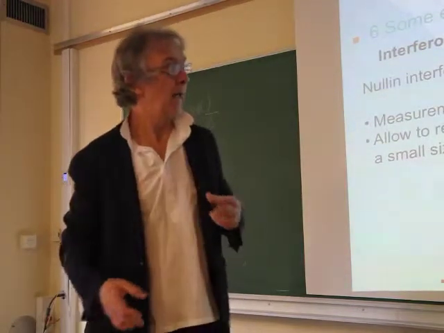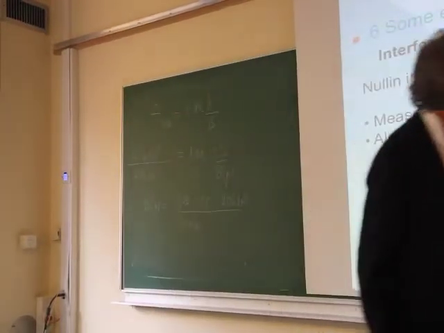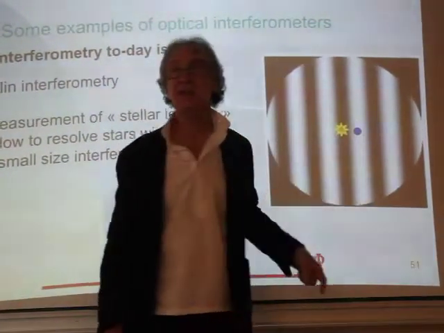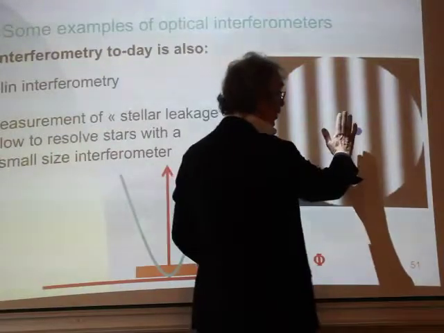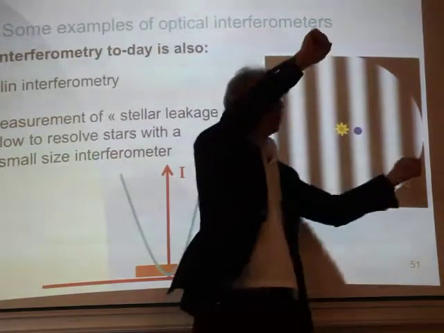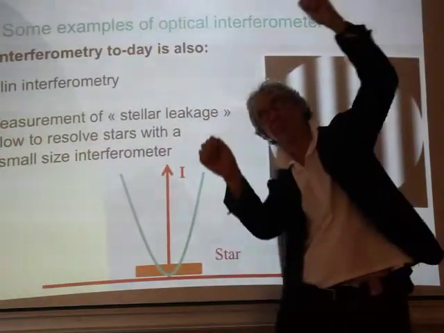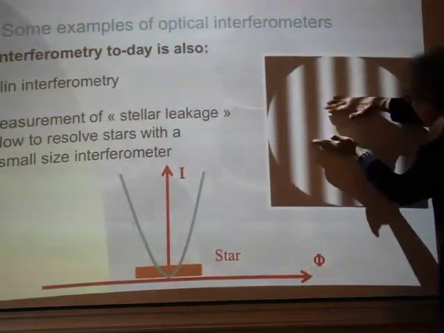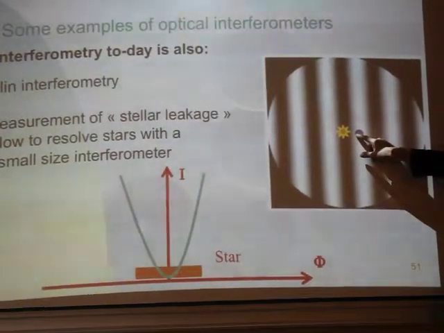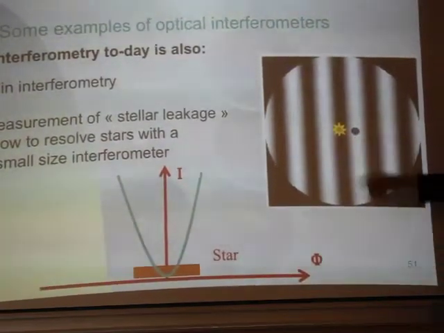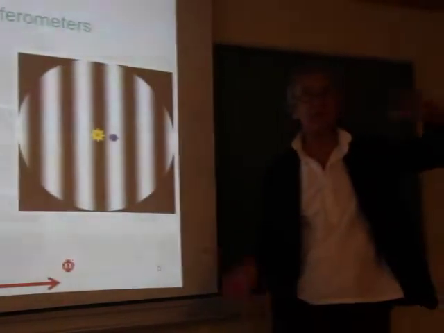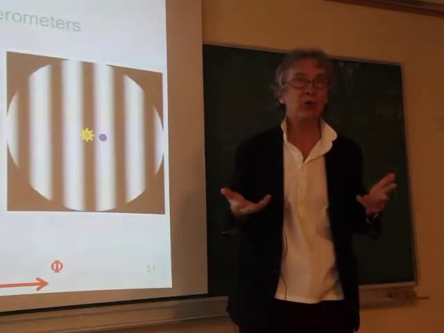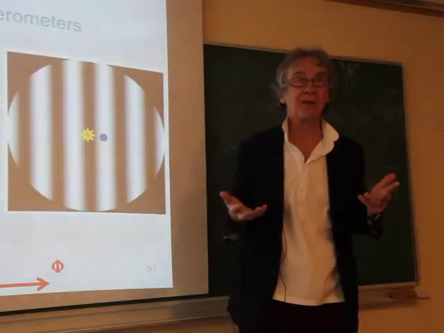As I said, everything which is on the dark fringe is not detected. Anything which is on the bright fringe is detected. So you just let your two telescopes turn in space like that, so the fringes will move, and the planet's signal will be modulated by that rotation. If you see a modulation with the same period as the one due to the rotation of the fringes, you know that there is something there.